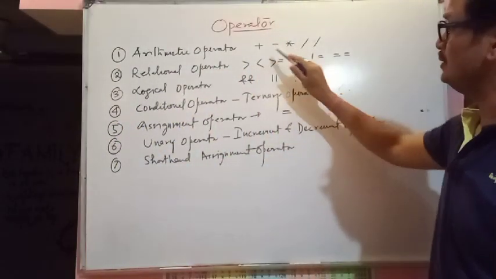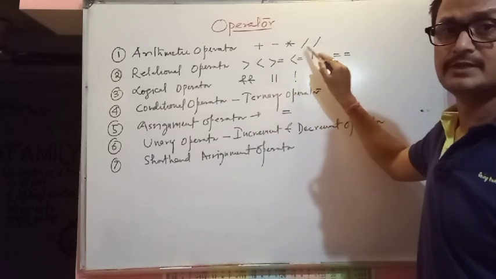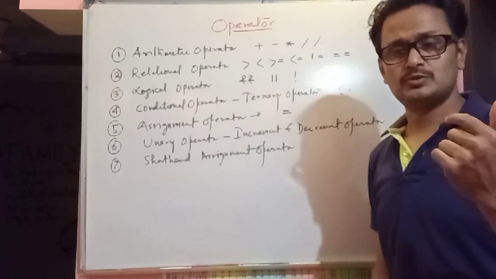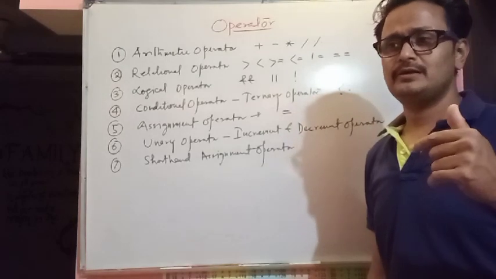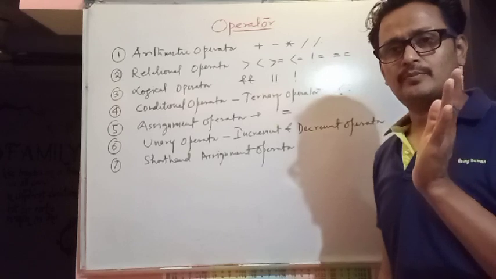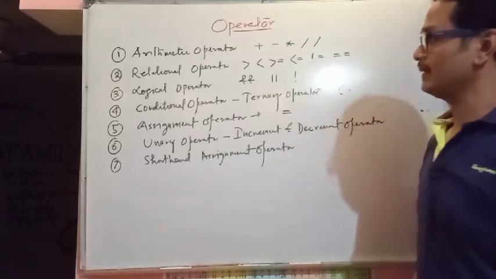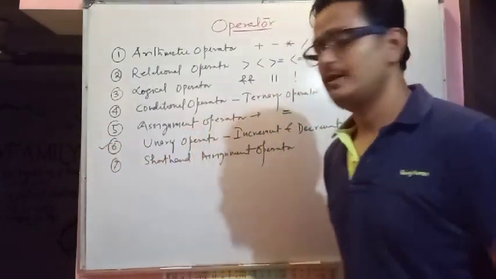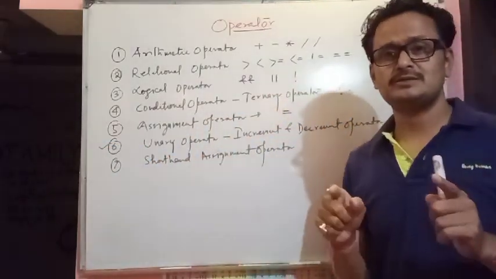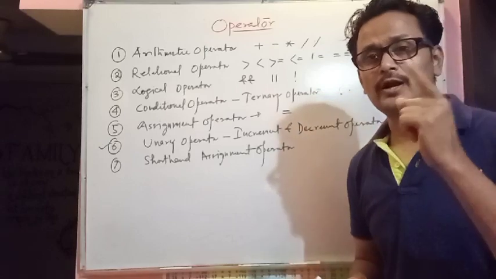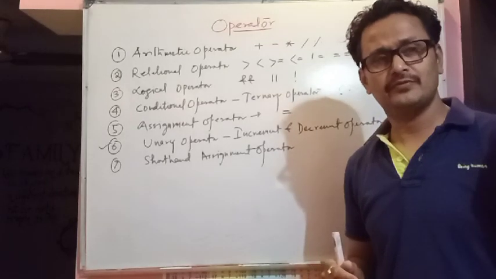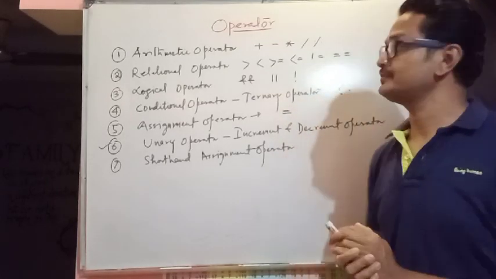Number one is the arithmetic operator, which is a binary operator I told you: plus, minus, multiplication, division and modulus. Here there will be two operands: a plus b, x plus y, a minus b, 10 modulus 2, like that. Number two I explained was the unary operator, that is plus plus, minus minus, where there will be only one operand. So these two things I already explained in the last video as well as in the last class.